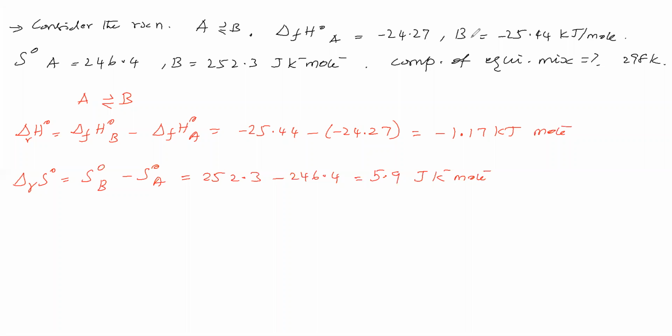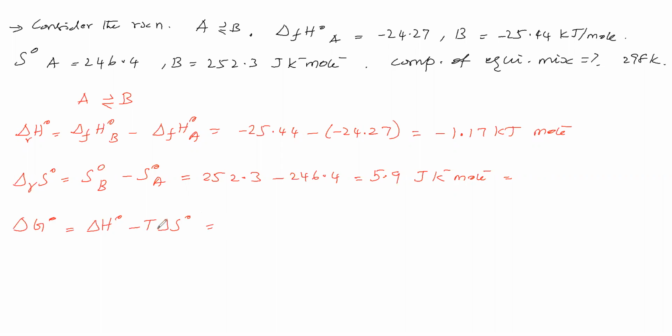Now we will convert this joule per Kelvin per mole, which is delta S naught. The temperature we know, 298 Kelvin. Using delta H, delta S and the temperature, what can we find? We can find delta G. Delta G naught is equal to delta H naught minus T delta S naught.